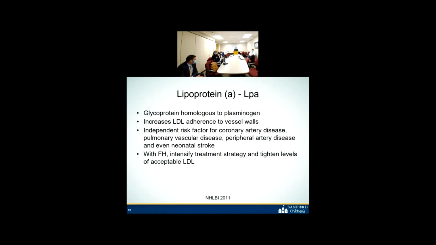When you have FH plus an elevated LPA, it pretty much demands an intensified treatment strategy, really tight LDL levels, trying to keep them within range because of your elevated risk.